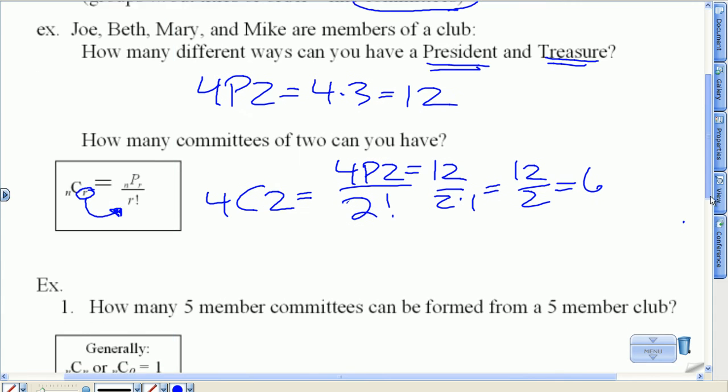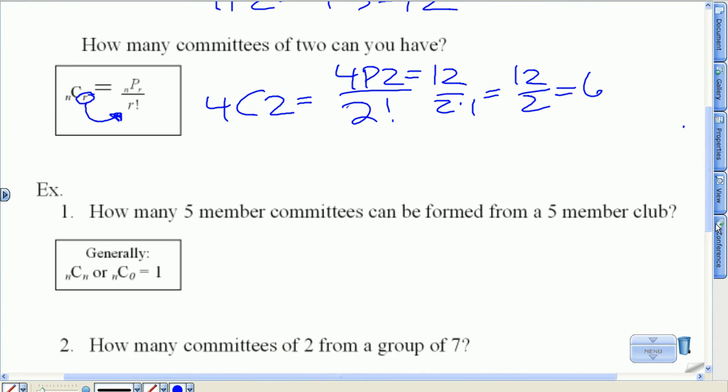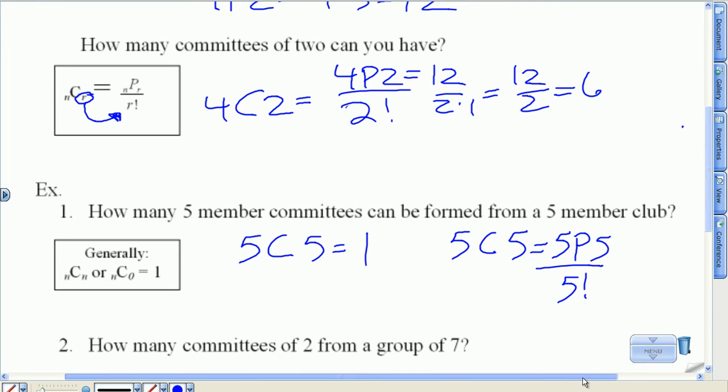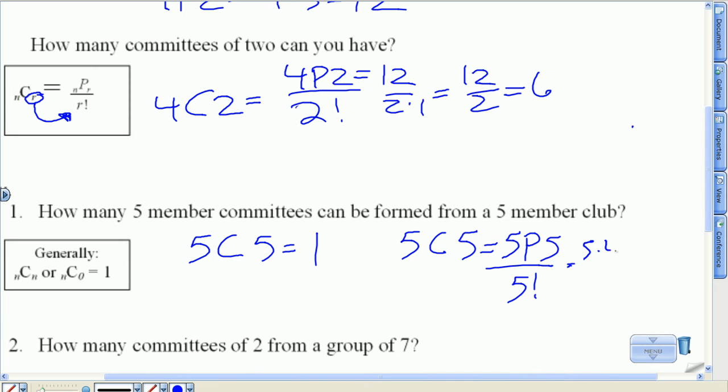Okay, how many 5-member committees can be formed from a 5-member club? If you have every single element of a combination being used, that is going to be 1. The reason it is 1 is because 5c5 is 5p5 over 5 factorial. Now if we work that out, 5 times 4 times 3 times 2 times 1, over 5 times 4 times 3 times 2 times 1, 5 goes into 5, 4 goes into 4. Look at all these 1s. It ends up being 1.